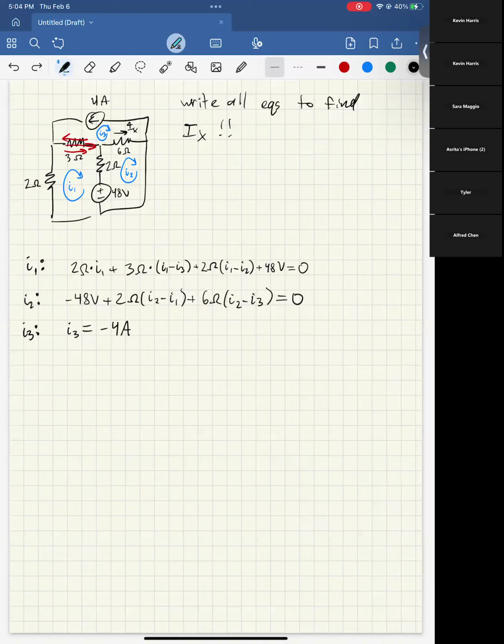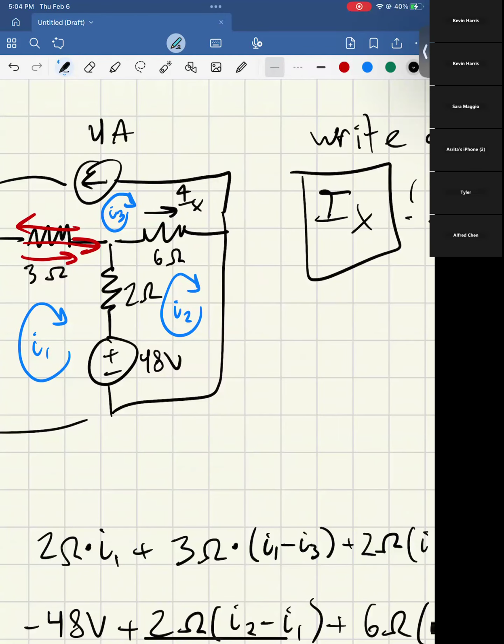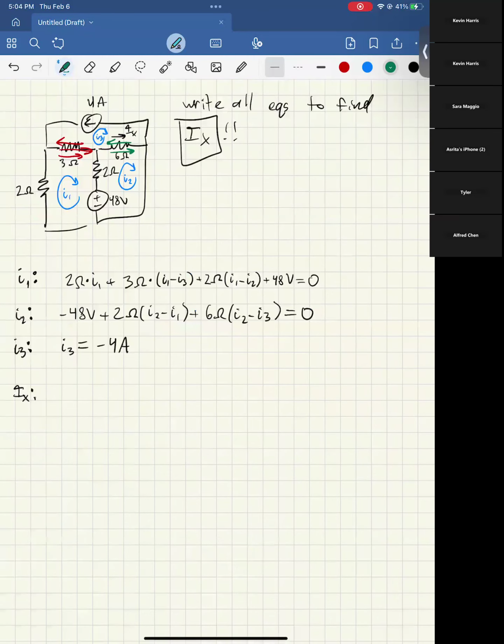And then remember, it's saying write all equations to find Ix. So what would Ix be here? Well, Ix is the current going through this 6 ohm resistor. What is the current going through this 6 ohm resistor? Well, we have other currents to work with here. So what would that be in terms of I1, I2, and I3? Since Ix is going to the right, the positive one would be I2, and the negative one would be I3. And you can just write it as the sum of them. So we'd say Ix equals I2 minus I3.